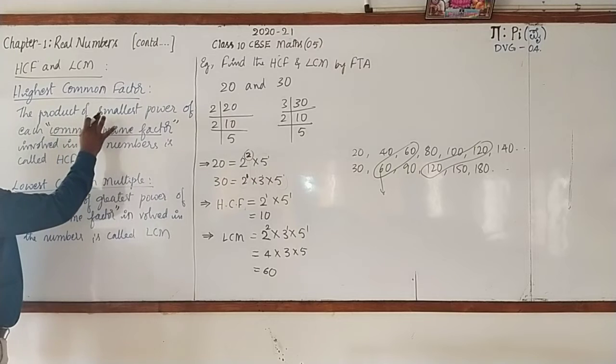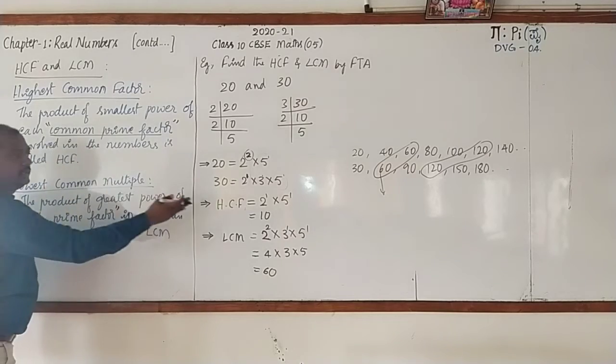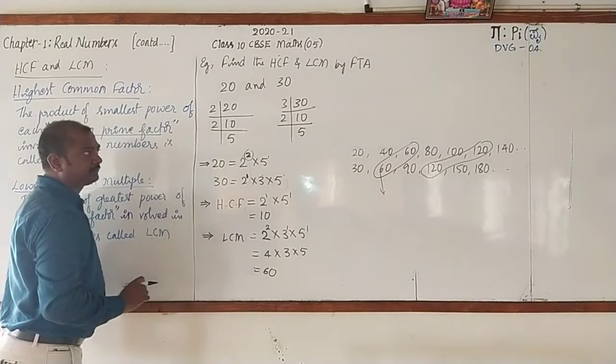The product of the smallest power of each common prime factor involved in the numbers is called HCF. Got it? Next one, LCM.